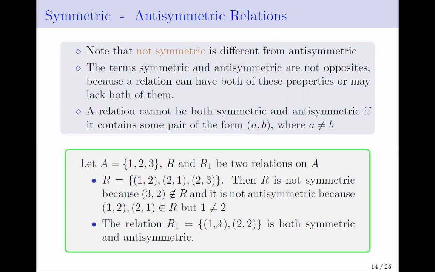Now let us have the next example. R1 is defined as {(1, 1), (2, 2)}, which is both symmetric and antisymmetric. It is clear because if (a, b) is present, then (b, a) is also present, since here both elements are equal. And similarly for antisymmetric: if (a, b) and (b, a), then a equal to b.